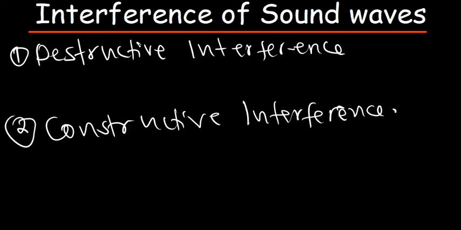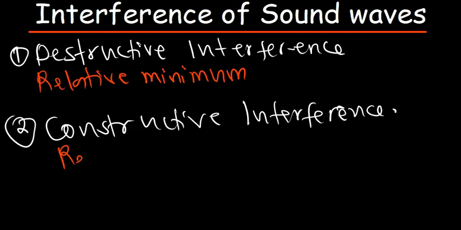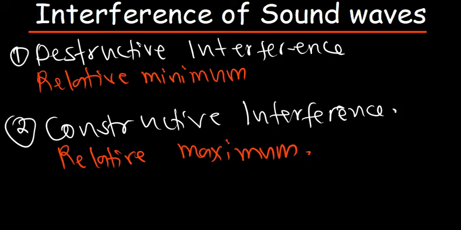Now, in some books, you will discover that destructive interference is the same as relative minimum. So if you come across any question asking about relative minimum, then you are talking about destructive interference. Then this is what we call relative maximum. If you come across any question asking about relative maximum, we are talking about constructive interference.